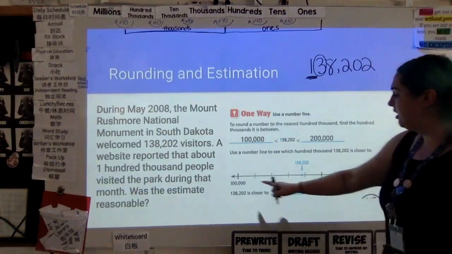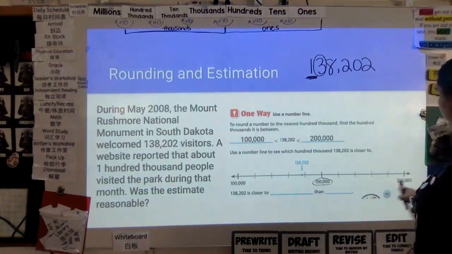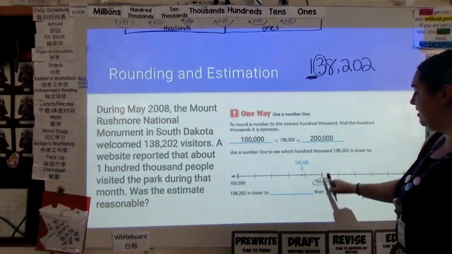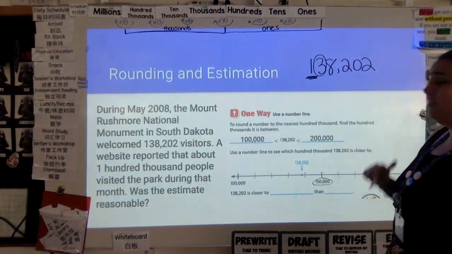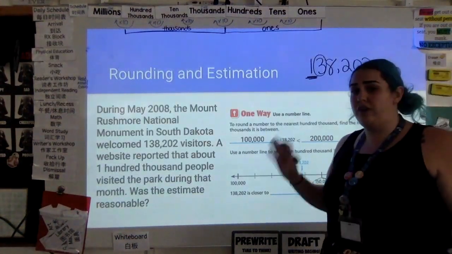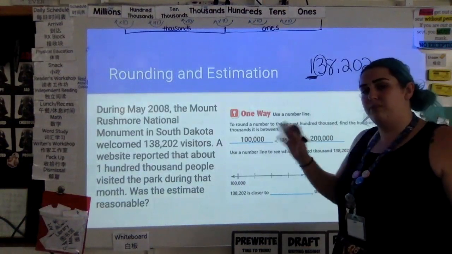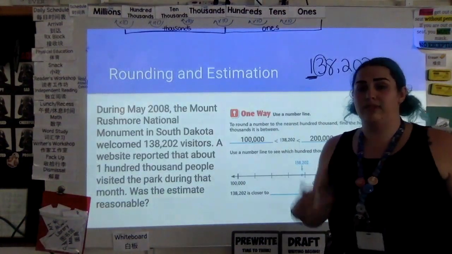So in between 100,000 and 200,000 is 150,000. This is the halfway mark. This would be like saying the 5. If it's 5 or greater, you round up. If it's 4 or below, you round down.